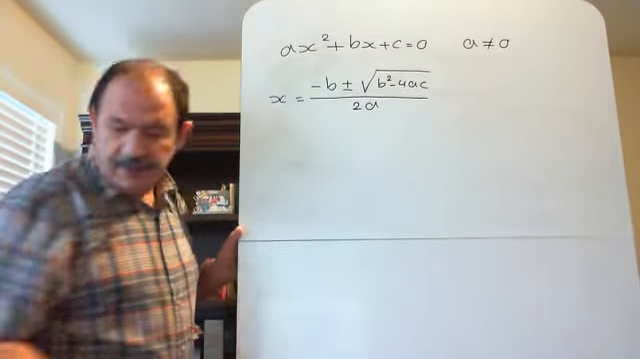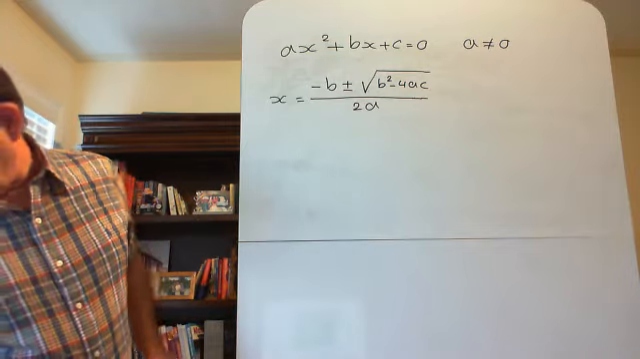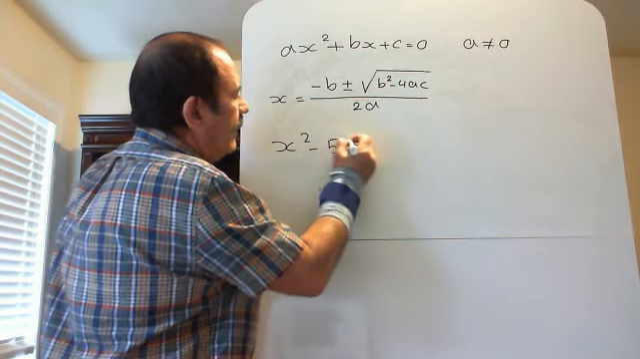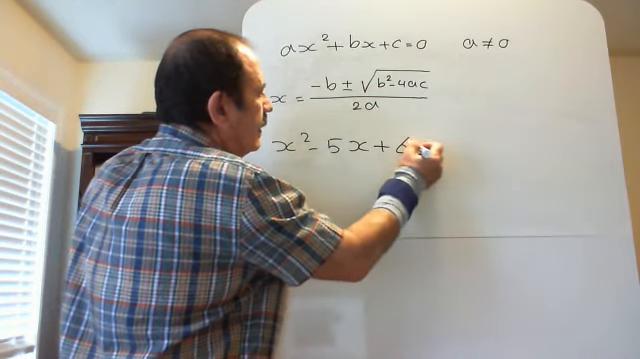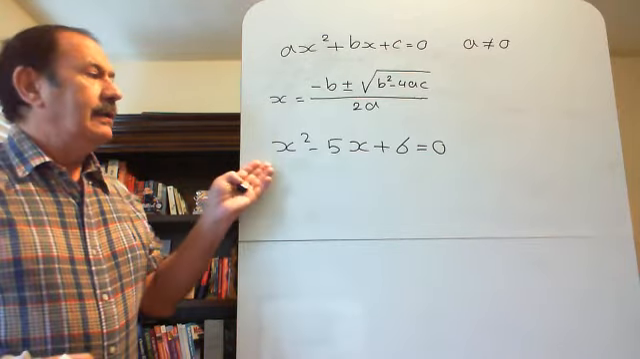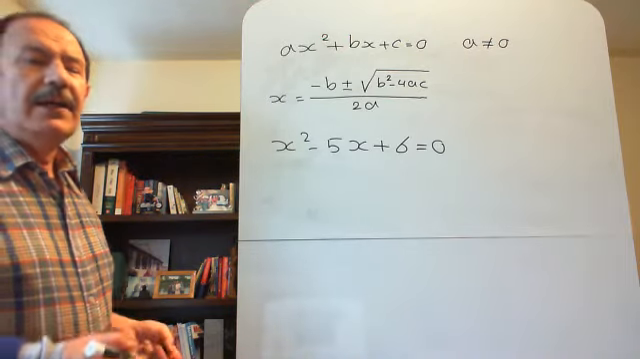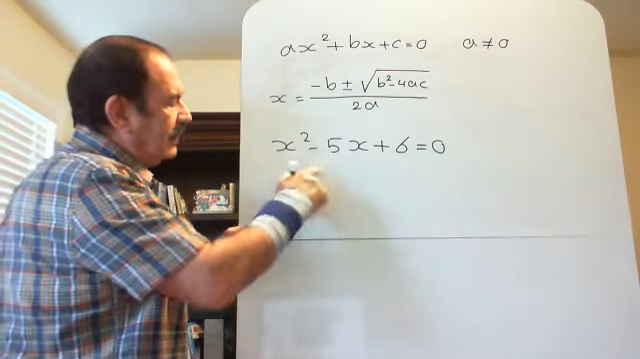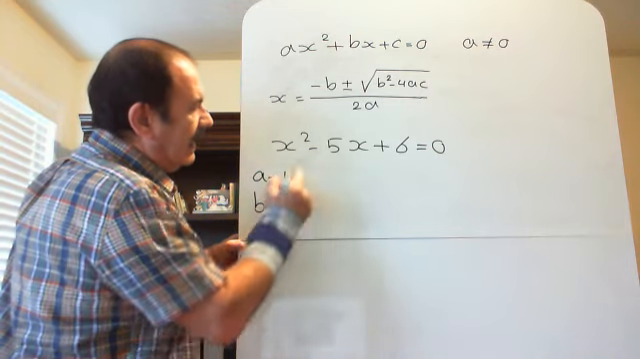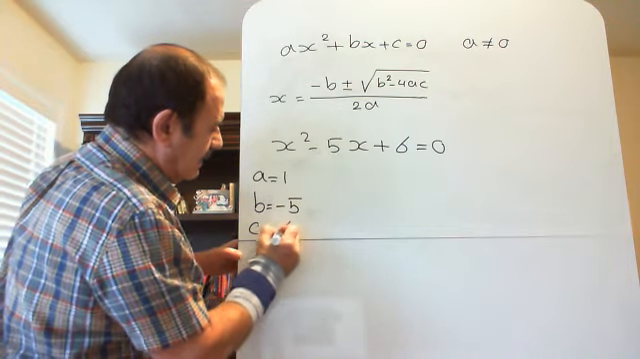Let's do some example. As an example, x squared minus 5x plus 6 equal to 0. Now, first of all, be sure that the equation is in the standard format, and then identify a, b, and c. For this one, a is 1, b is negative 5, and c is 6.